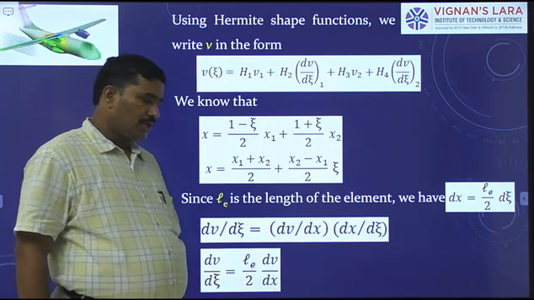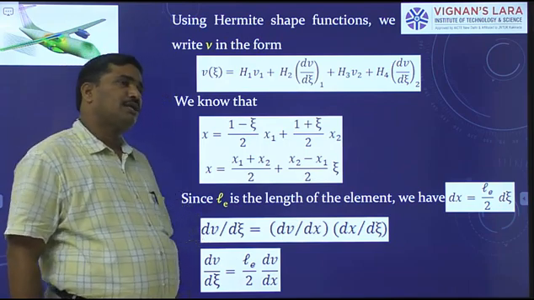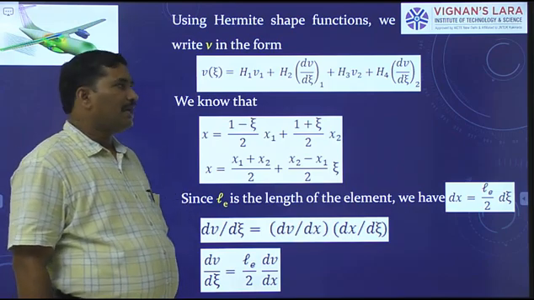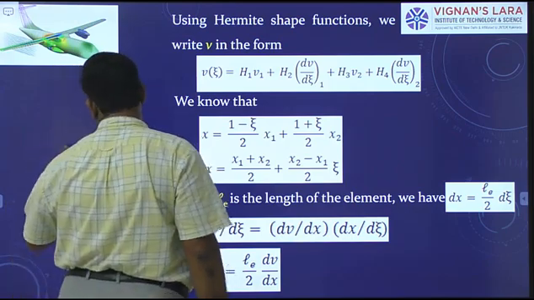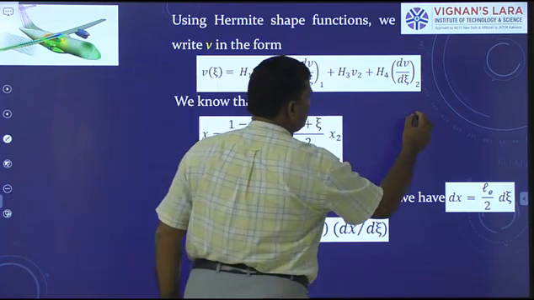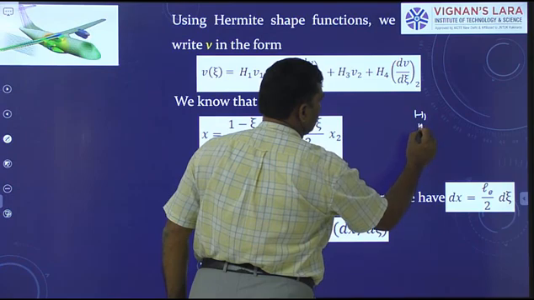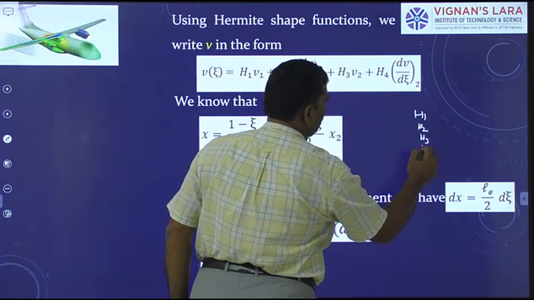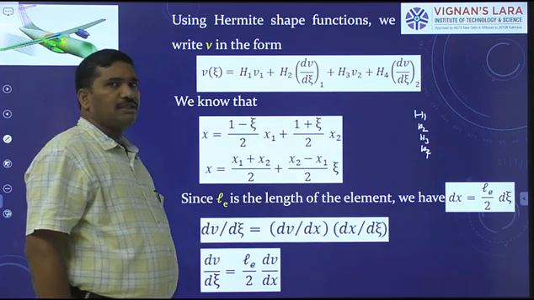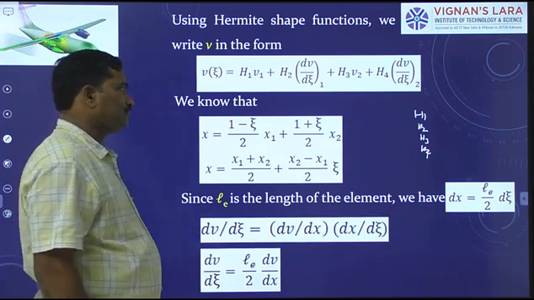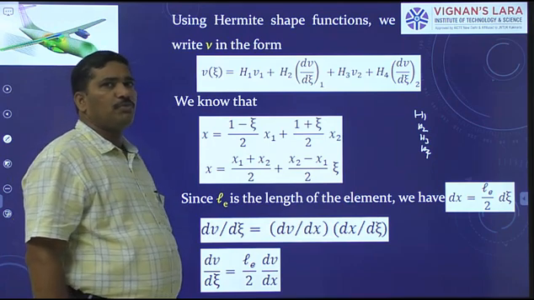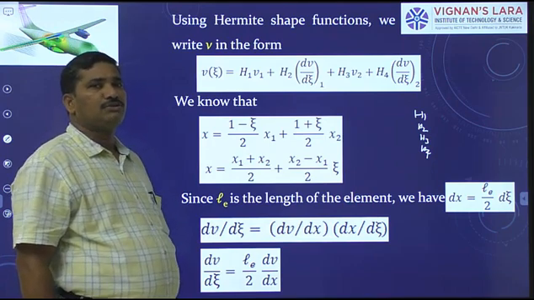Okay. In the last class, we derived the Hermite-Shave functions. The Hermite-Shave functions are denoted by H1, H2, H3 and H4. Each Hermite-Shave function is a cubic polynomial of variable J.